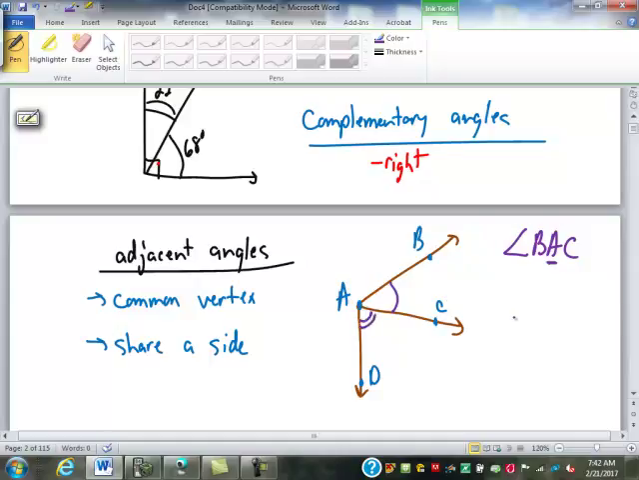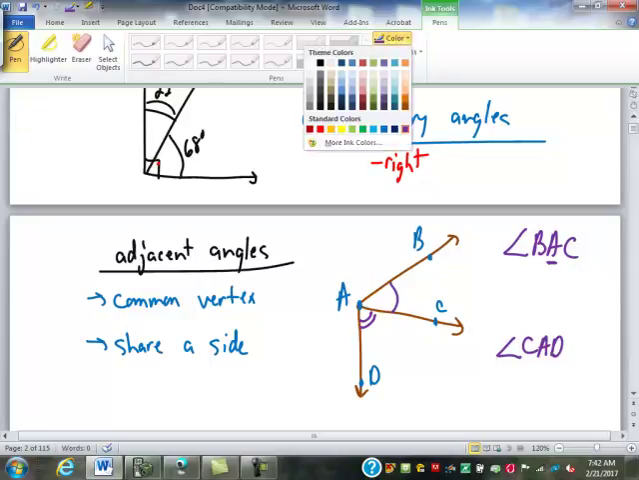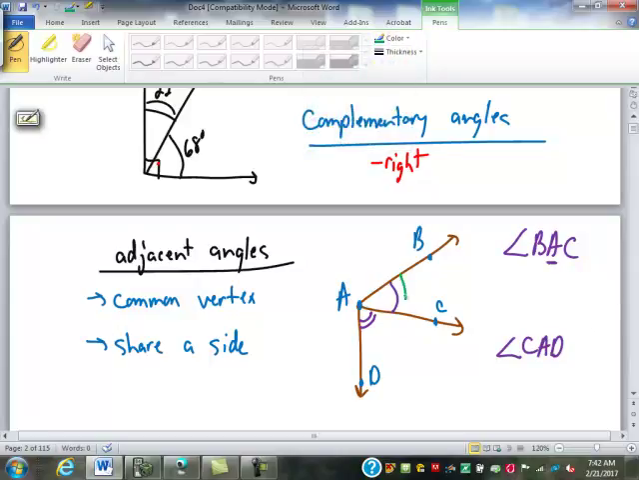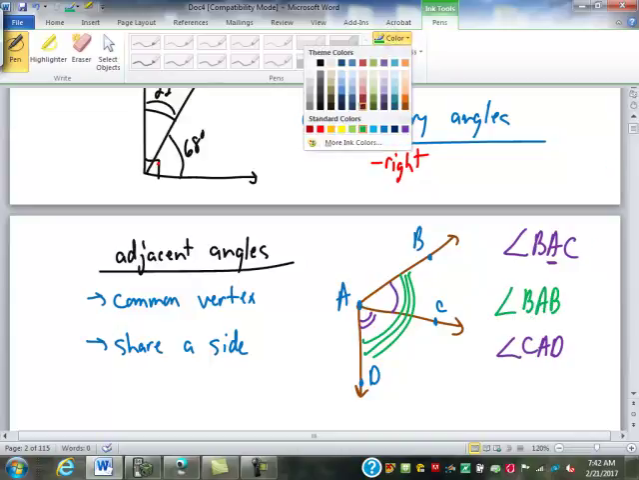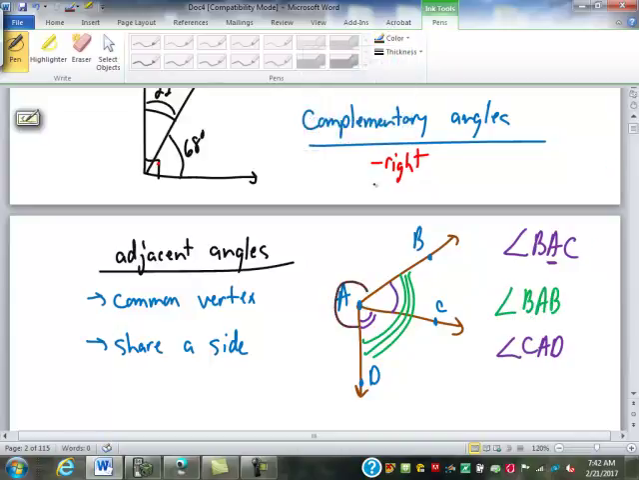So this angle here would be angle CAD or DAC. And then there's a third angle, which is well more than three, but we got this one here, which would be angle BAD. There's also, of course, angles over here, but we're not going to worry about those.